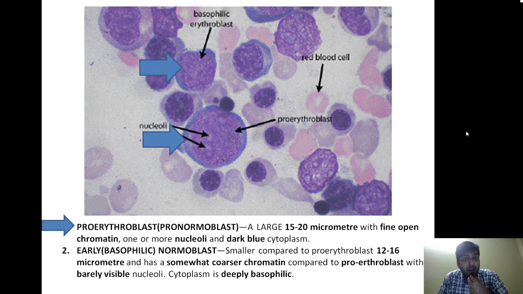In the same image, we are also having a basophilic or early normoblast. Now if you compare it with the proerythroblast, they are smaller in size, around 12 to 16 micrometer in diameter, and they have a somewhat coarse chromatin. Although their chromatin is open, compared to the proerythroblast, they are coarse. And the nucleoli is barely visible as compared to proerythroblast, and the cytoplasm is deeply basophilic. Now herein we can see a mature RBC also.